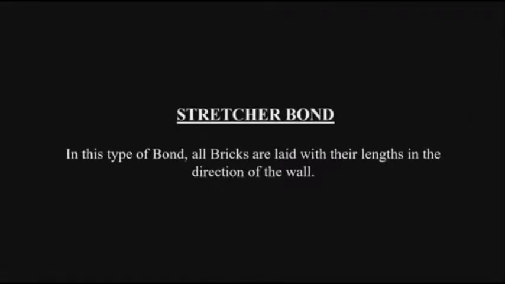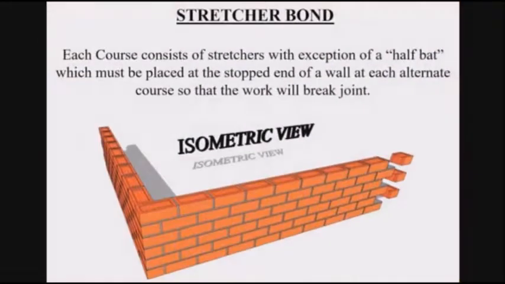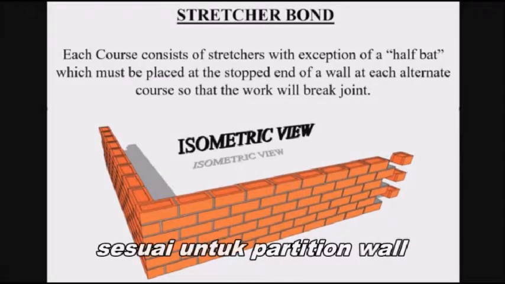In this type of bond, all the bricks are laid with their lengths in the direction of the wall. To break joint at the end of the wall, a half bat is provided in exception at each alternate course. Walls made with stretcher bonds are mainly used as sleeper walls and partition walls.